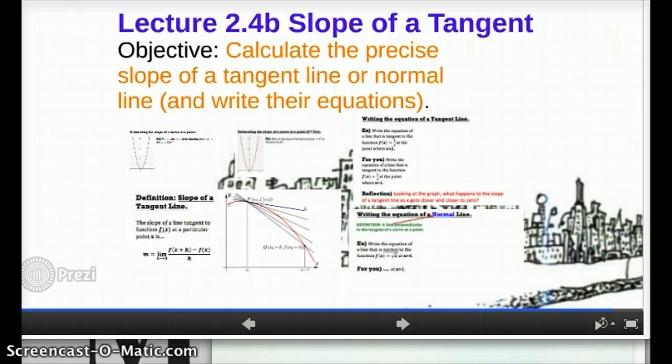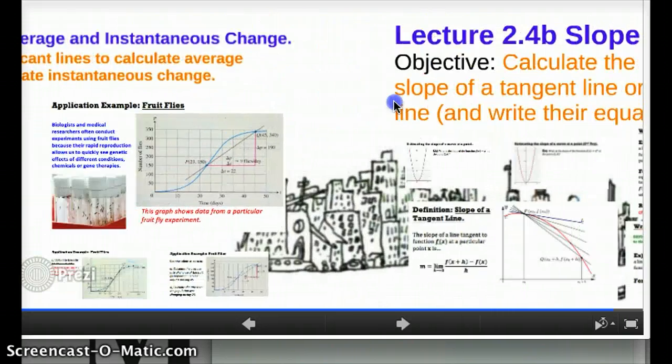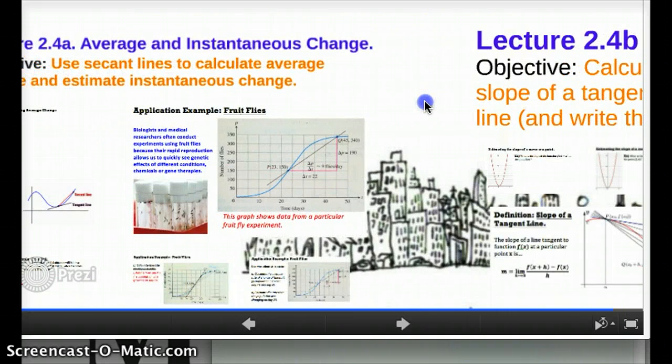Lecture 2.4b. In last night's video, we talked about that example with the flies, and we talked about estimating the instantaneous change on day 23. We wanted to know how the population of flies was growing at that particular moment. And one of the things we saw was that it's not possible to calculate it precisely, so we estimate it using a series of slope calculations.